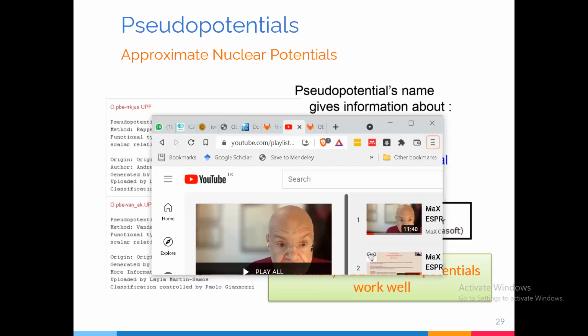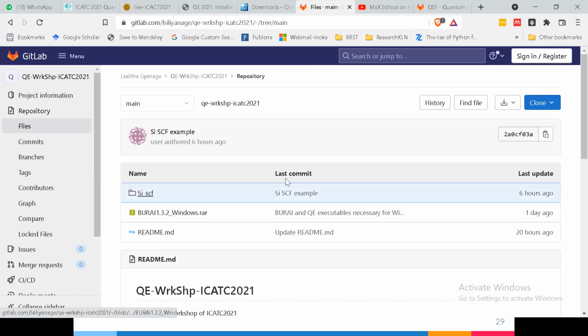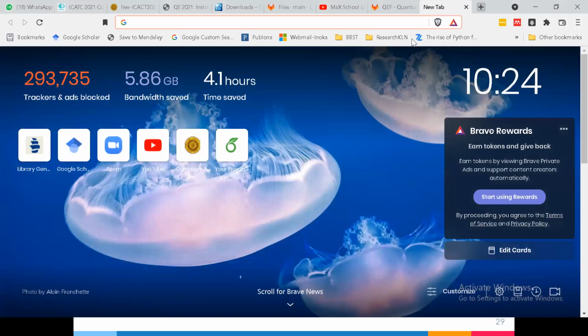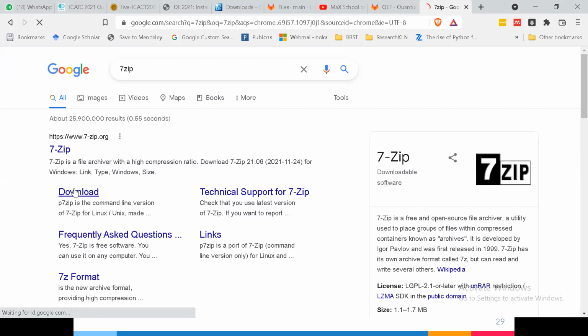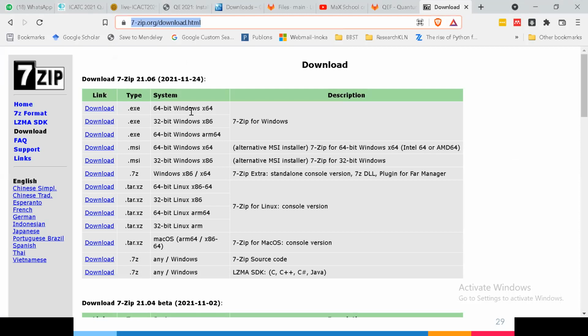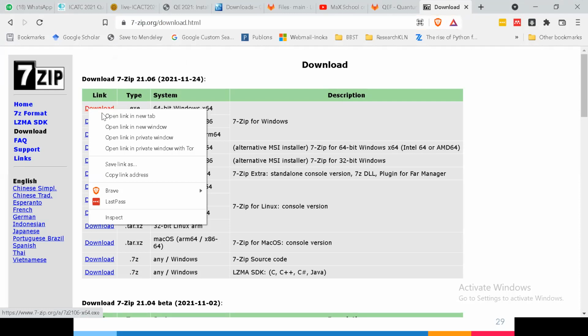Let me see whether I can share the, yeah. If you go to this particular link, you can see that there's a file called Burai 3.2 Windows RAR. You can download this and extract it using the 7-zip software. If you don't have 7-zip, just type 7-zip. That's a very small software. You can just download that and go to the download page. That will give you a 64-bit Windows system. You just download this and extract it.